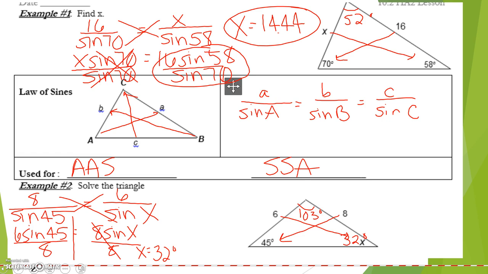And now I have to find that last missing side. We'll call it y. So for that one, you can pick either ratio. You could use the 8 over sine 45. You could use the 6 over sine 32. I'm going to use the 8 over sine 45 because that's given to me, just in case I messed up. So 8 over sine of 45. And then I don't know the side, so y goes up top. And sine of 103. I cross multiply.